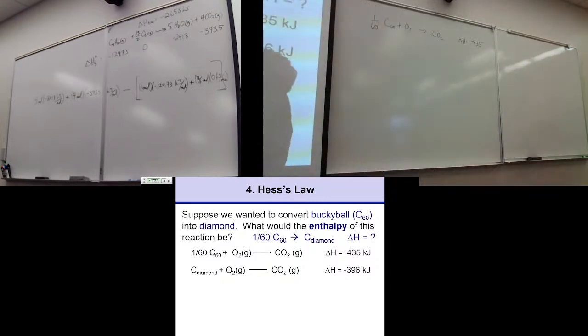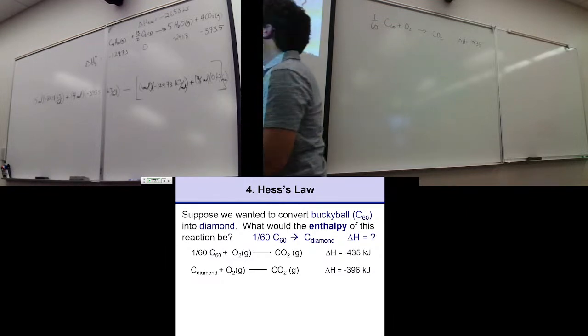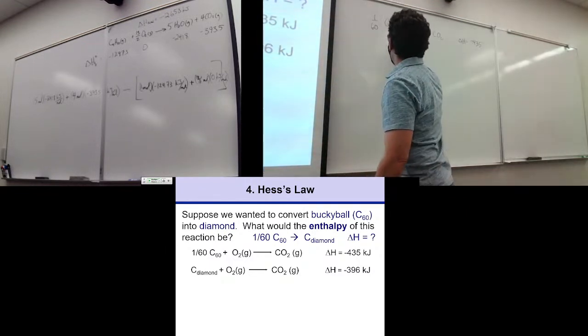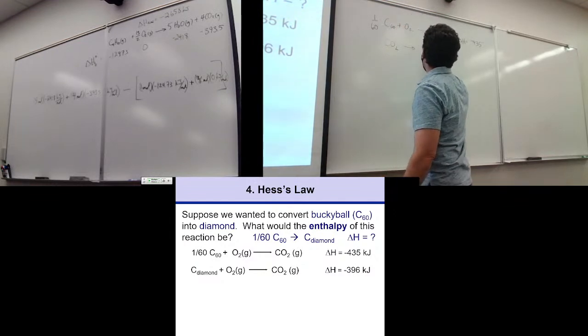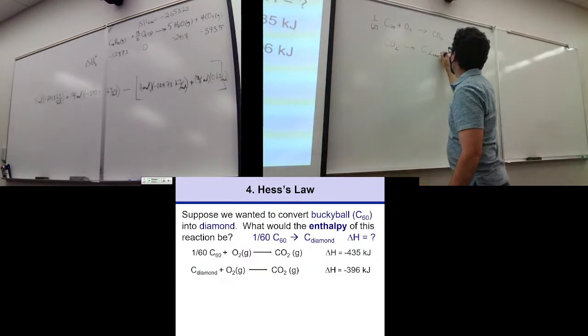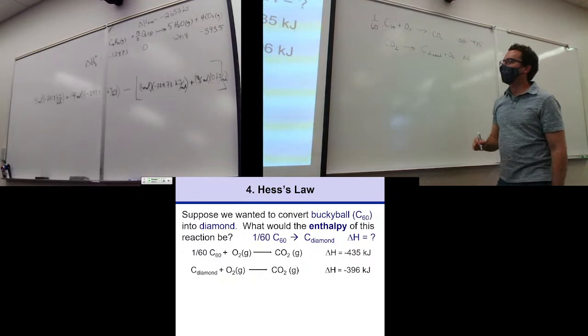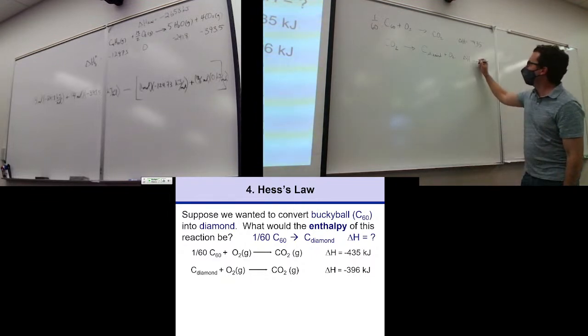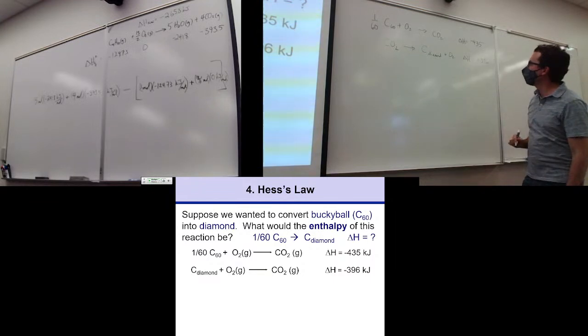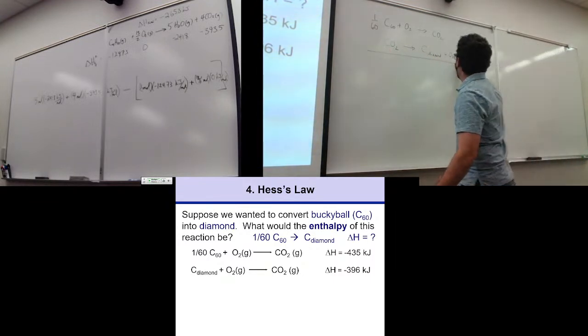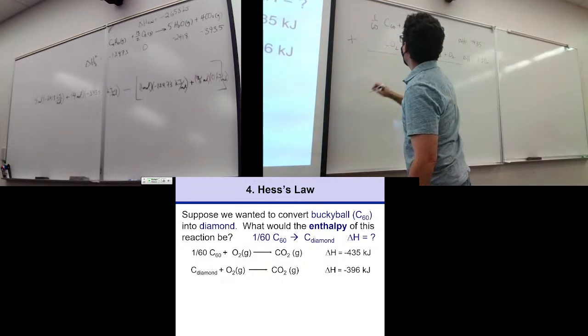Well, I want diamonds on the product side. Here are the diamonds on the reactant side. So let's reverse the reaction. If I reverse it, it's CO2 goes to C diamond plus O2. And when I reverse the reaction, the delta H is reversed as well, or takes the opposite sign. Positive 396 kilojoules. And then I'll combine these two equations together.